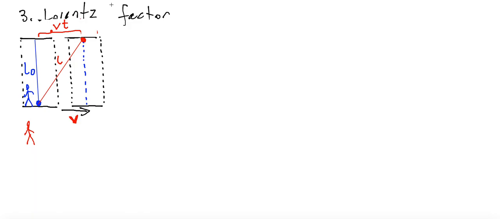L is longer than L0 because in the time when the photon travels the distance from the lower mirror to the upper mirror, the clock moves to the right a distance v times t, because t is the time a photon needs to travel from the lower to the upper mirror, measured by the observer who is outside, the red one. Okay? So let's use the Pythagorean theorem.